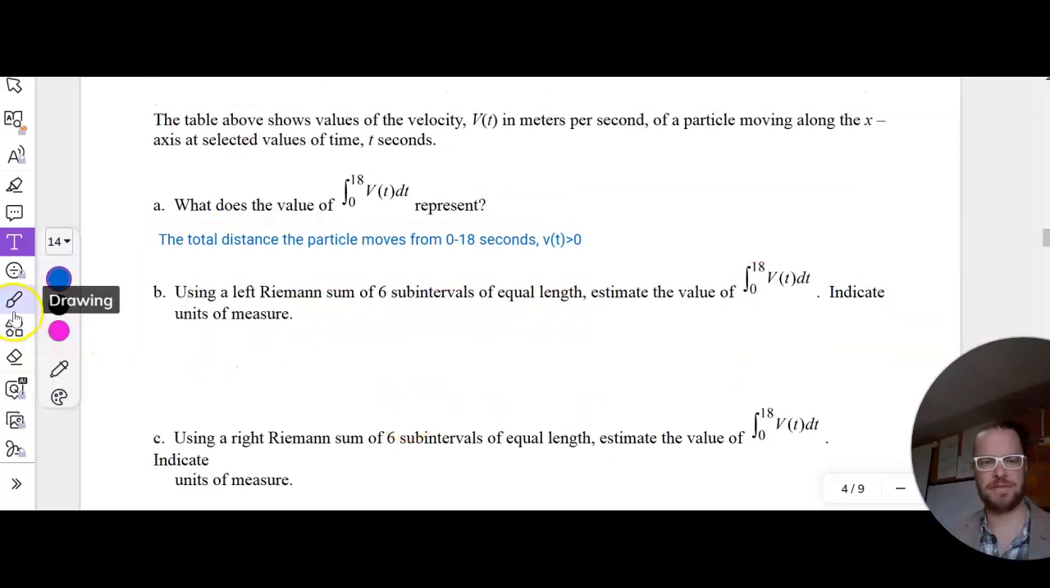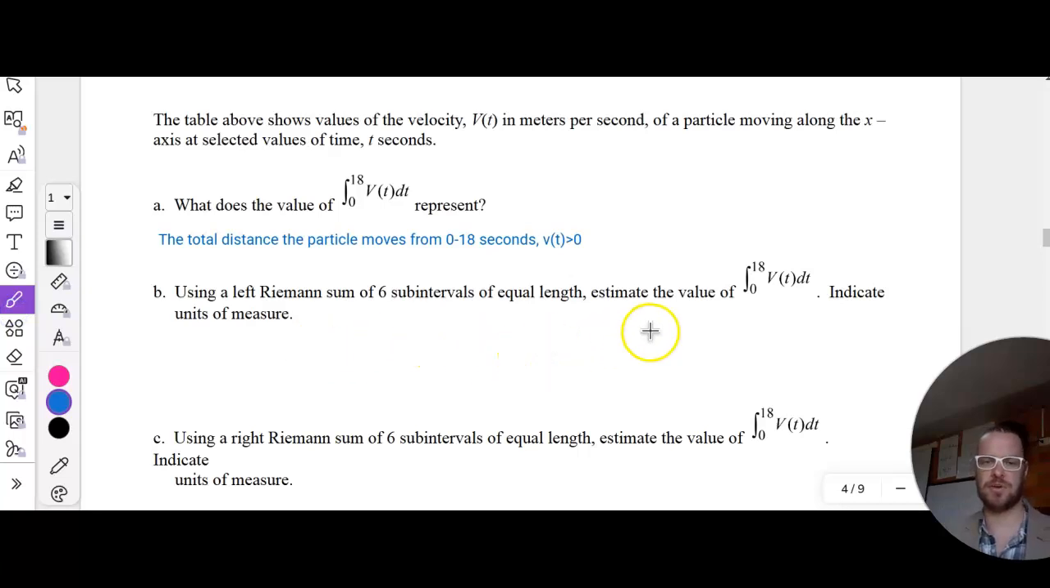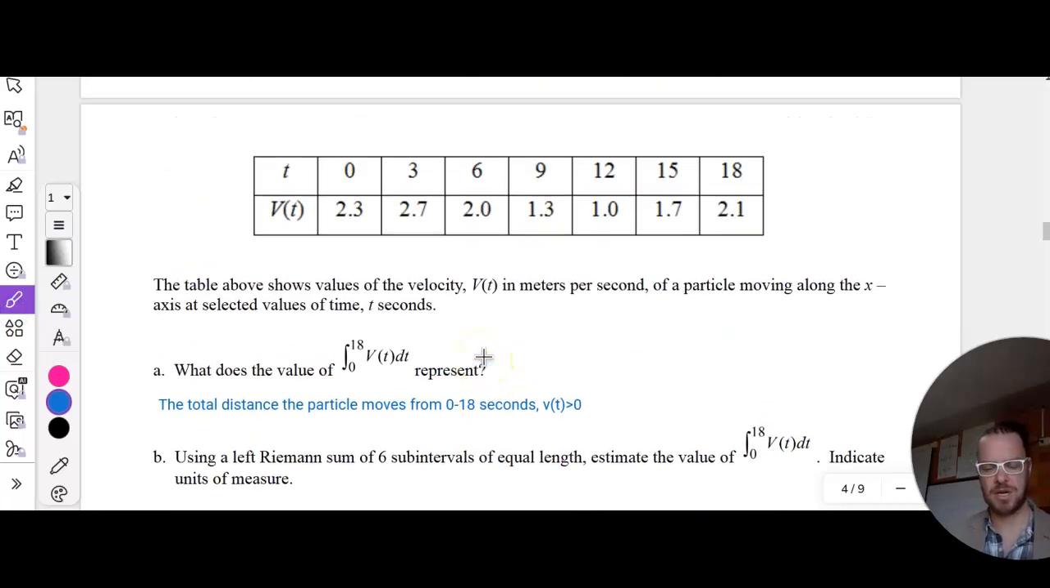So now, using a left-hand Riemann sum of 6 subintervals of equal length, estimate this value. All right, so if we're using 6 intervals, I got 1, 2, 3, 4, 5, 6. So it's basically just going to be each column here like this. We've got 2 numbers together. And I think it's all uniform. Yeah, t is always going up by 3, so we're going to be able to use that.